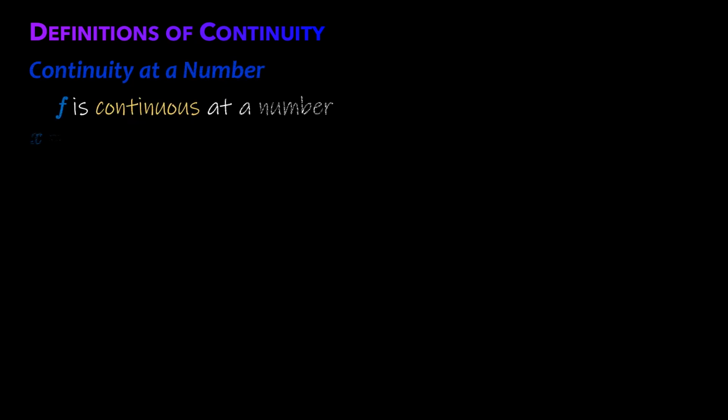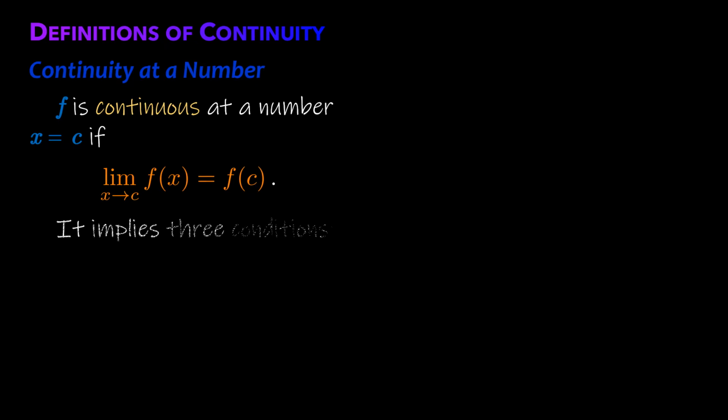Definitions of continuity. Continuity at a number. A function f is continuous at a number x equals c if the limit of f of x, as x approaches c, is equal to f of c. The equation implies three conditions.